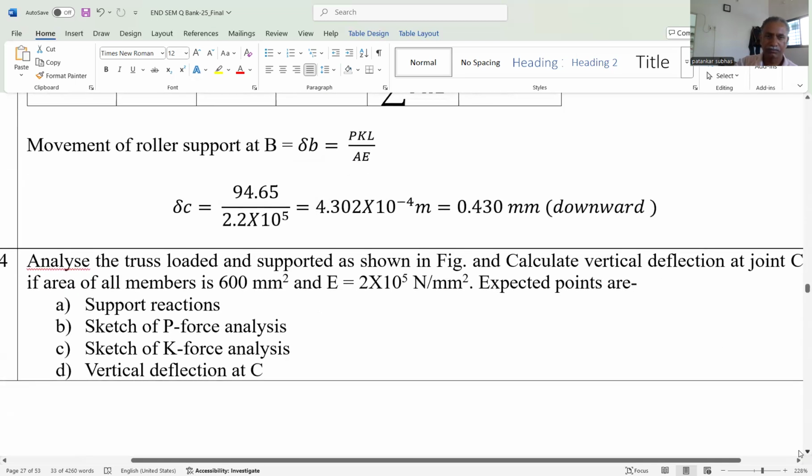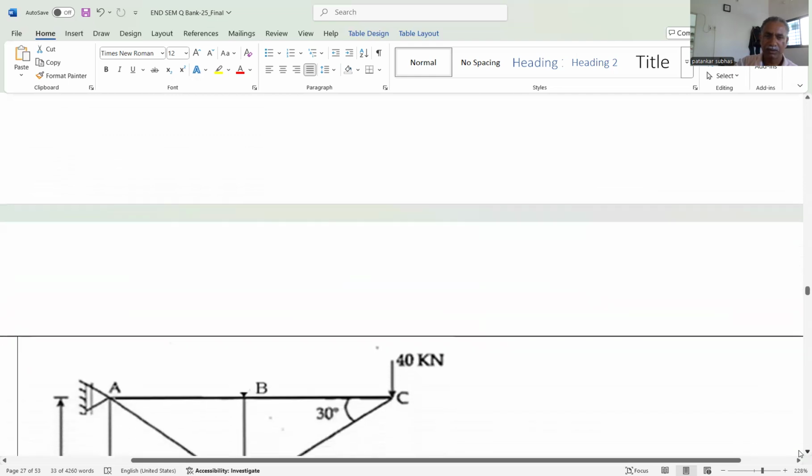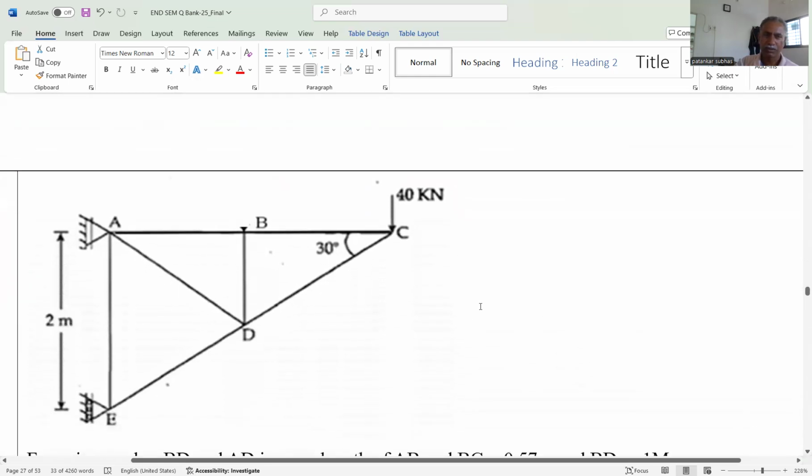Then another problem, calculate the vertical deflection at C. This problem also can be easily solved. Here the load is applied only at the free end. This is the cantilever truss. Okay, so no need to find out the support reaction. You can start from the joint C. When we consider joint C, there are two unknowns, and you can find out these two unknowns.